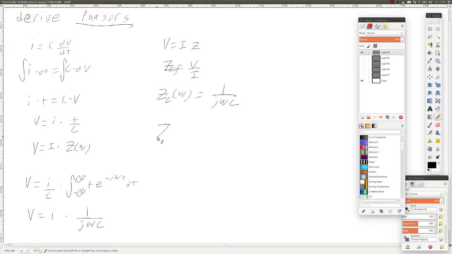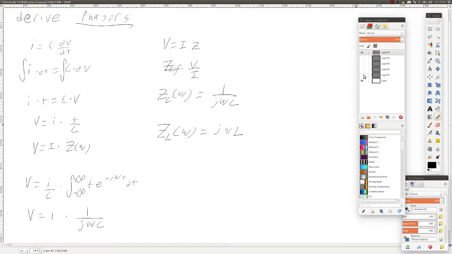The other thing that we talk about is Z sub L of omega. This is the impedance of an inductor, which is j omega L. So we now have our impedance for our inductor and our capacitor. Again, these are frequency domain dependent, but this means that we can actually analyze our circuits in terms of how they respond to frequencies. So let's move on to the next portion, which is going to be using this.